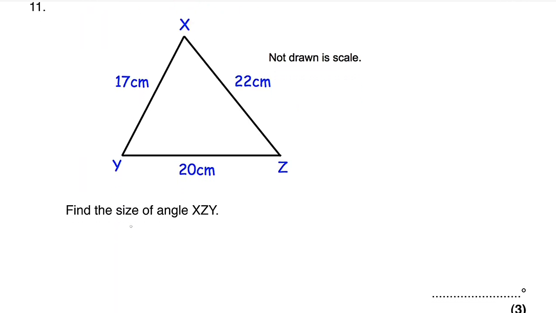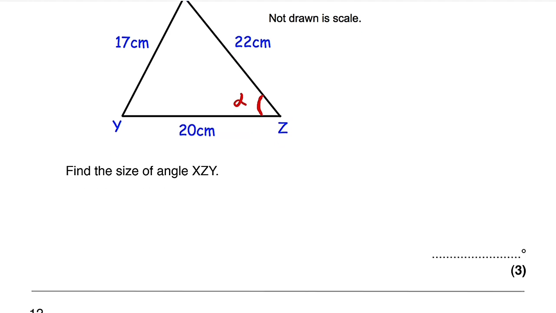Now let us move on to question number 11. Question number 11, we are asked to find the size of angle XZY. We are talking about this angle here. Let me call it alpha. To do that, we can use cosine rule because all the three sides are given.